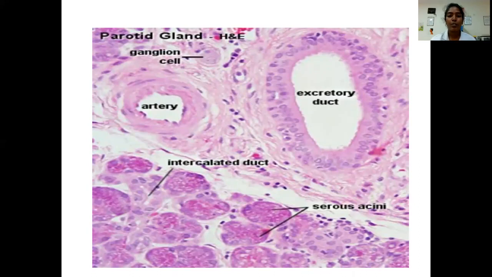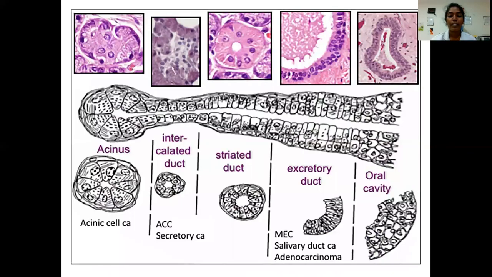This is the histological picture which shows the intercalated duct, the secretory acini, the excretory duct, and the arteries. This is an image which differentiates between the intercalated duct, the striated duct, the excretory duct, and the acinus.